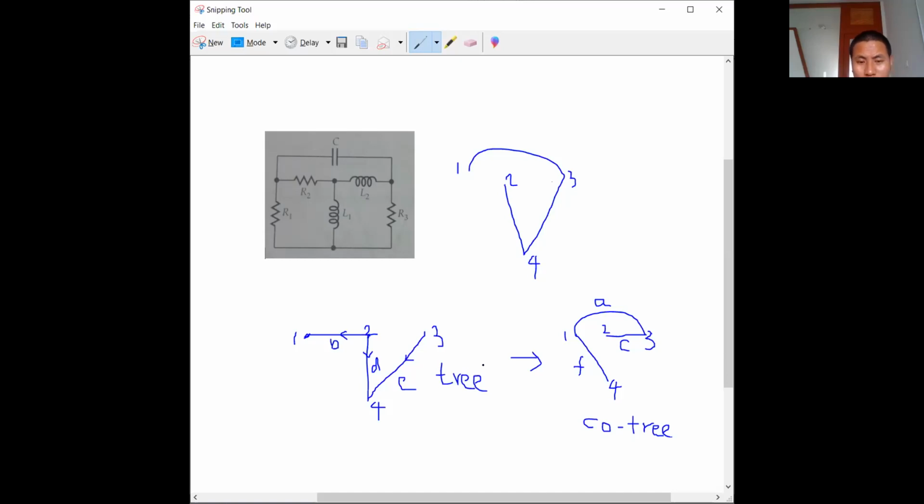And then we have also come across the term path. If we trace this direction, this is the path for this tree. See here, 1 to 2, 2 to 4, 4 to C. Now this is called the path. So that's it. In the next video we're going to discuss the formation of the incidence matrix.